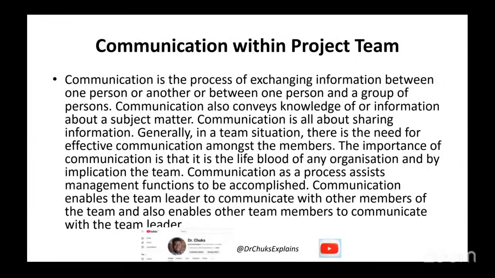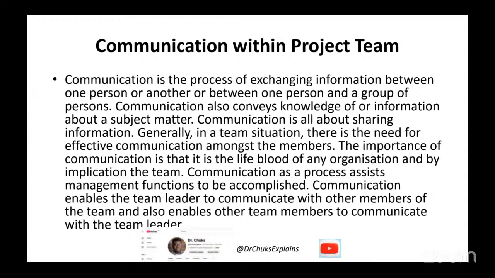Okay, let's talk about communication within a project team. What do we mean by that? Communication is the process of exchanging information between one person and another, or between one person and a group of persons. Communication can also convey knowledge or information about a subject matter. Communication is all about sharing information.